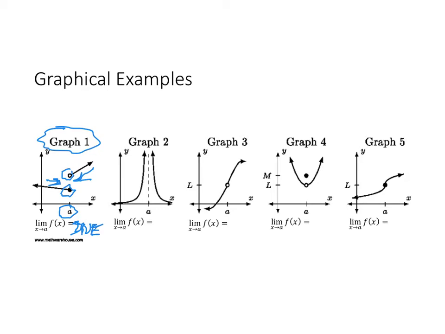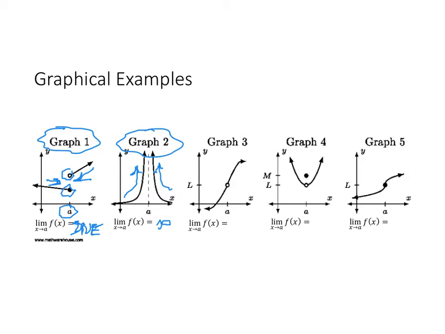Let's look at graph 2. The limit of f of x as x approaches a is equal to what? If you're approaching from the left side, it's going that way. If you're approaching from the right side, it's going that way. So the limit is actually infinity in this case.